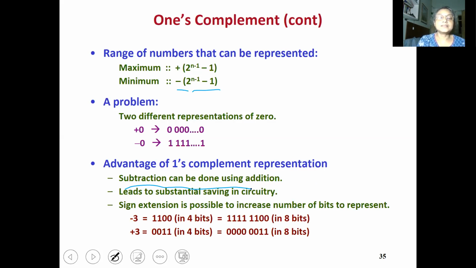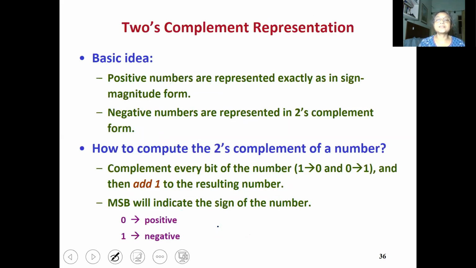The second advantage is that sign extension is possible to increase the number of bits to represent. For example, suppose we have represented minus 3 in 4 bits and the representation is 1, 1, 0, 0. Now, if you want to represent it in 8 bits or 16 bits, you can take the leftmost bit and repeat it. And then you will get the representation of the number in 8 bits. Similarly, if you want to represent minus 3 in 16 bits, you will add more ones to the left. And this is one advantage of ones complement.